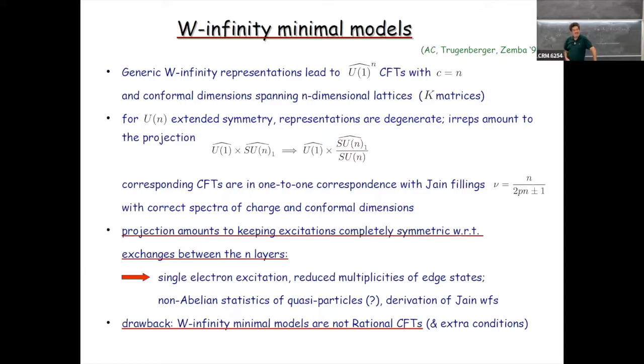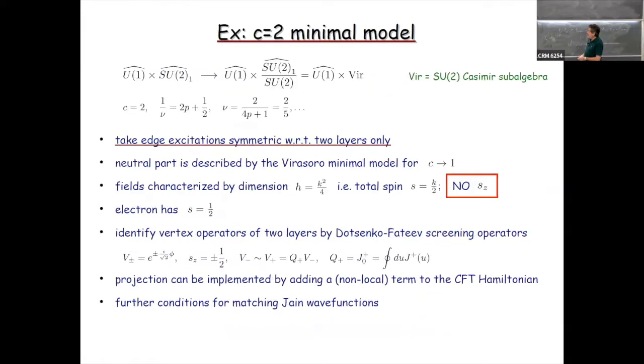I have another slide, but it's getting very technical. Anyhow, I matched the wave function derivation by Hansson and some other people, who rewrote the Jain wave function very explicitly. And then the layers are not equivalent.